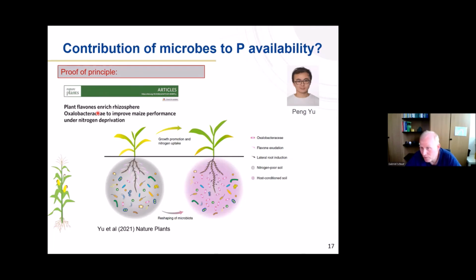last year, Pang Yu and Frank Kohler's lab, he could show that certain genotypes, so this is genotype specific, can under nitrogen deficiency secrete flavones that will attract a certain group of bacteria, these Oxalobacteraceae, and these bacteria then in turn exude certain substances that will induce the propagation of lateral root growth. And this helps the plant to overcome nitrogen deficiency.